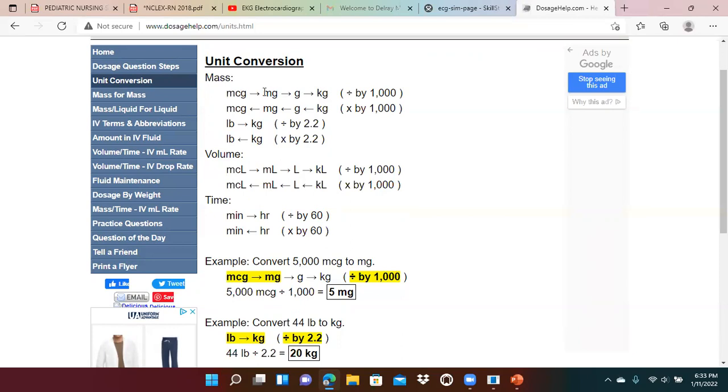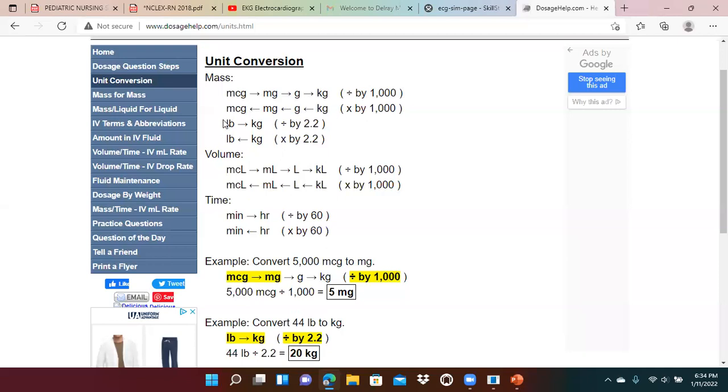So when any small unit is converted to a big unit, always divide. But if a big unit is converted to a small unit, always multiply. So if you want to convert milligram to gram, gram to milligram, milligram to microgram, the total number is multiplied by 1000.